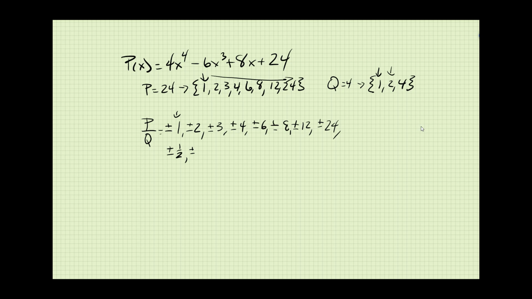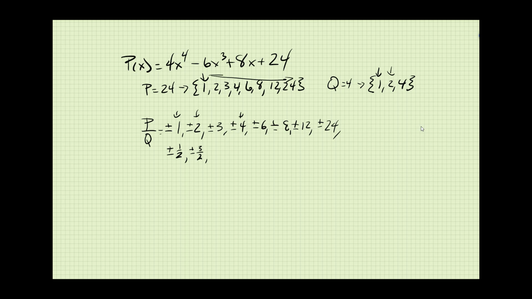Then we do 3 divided by 2, that's 3 halves. Then we do 4 divided by 2. But wait, 4 divided by 2 is 2. That's already in the set, so we don't have to repeat. Then 6 divided by 2, well, that's 3, so we don't have to write that. Then 8 divided by 2, that's 4, we don't have to write that. Then 12 divided by 2, that's 6. 24 divided by 2, that's 12. So that's all we have to list out of that set.